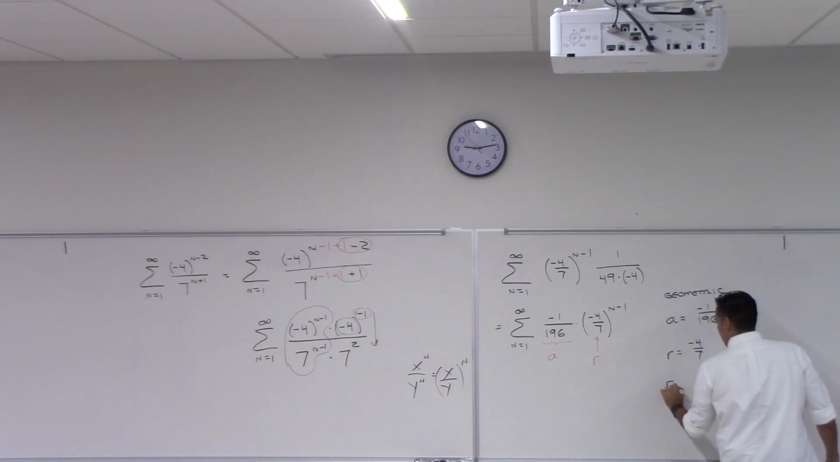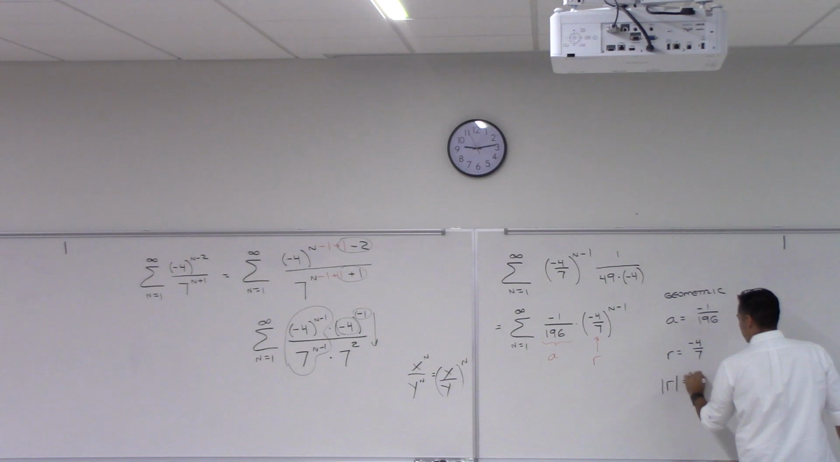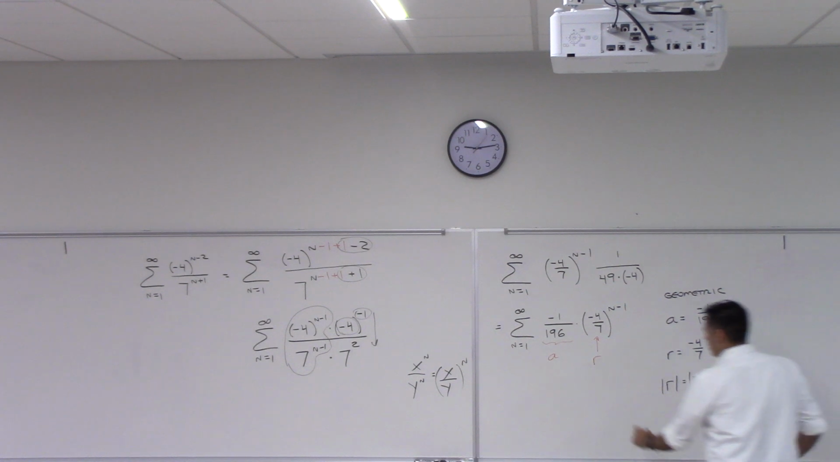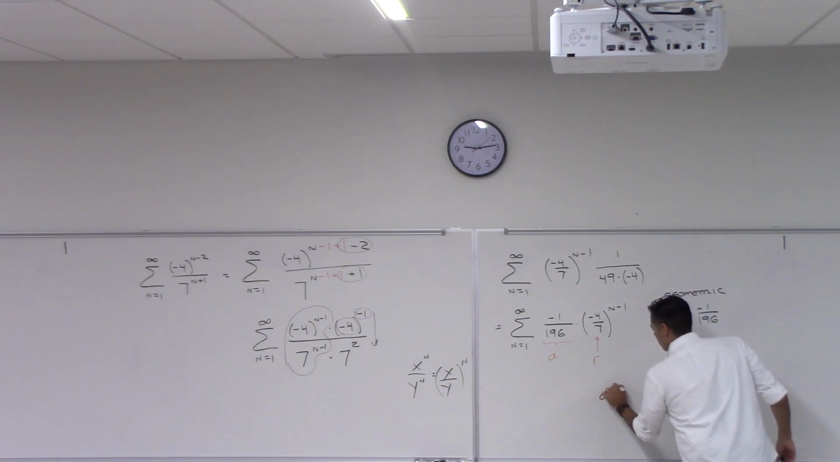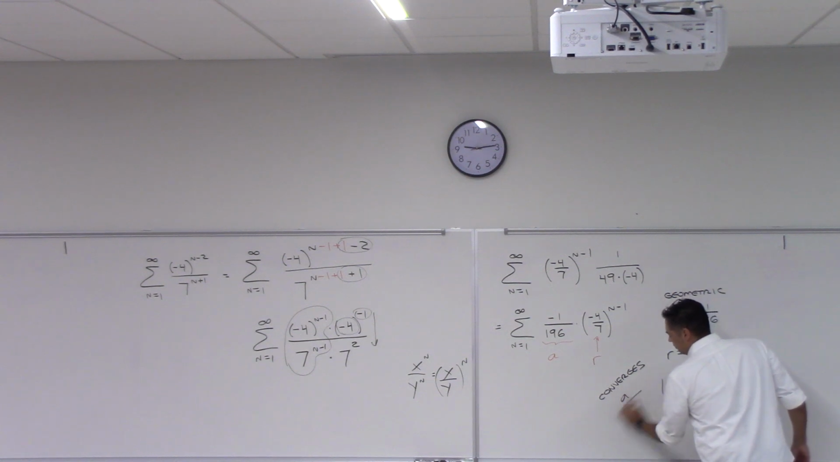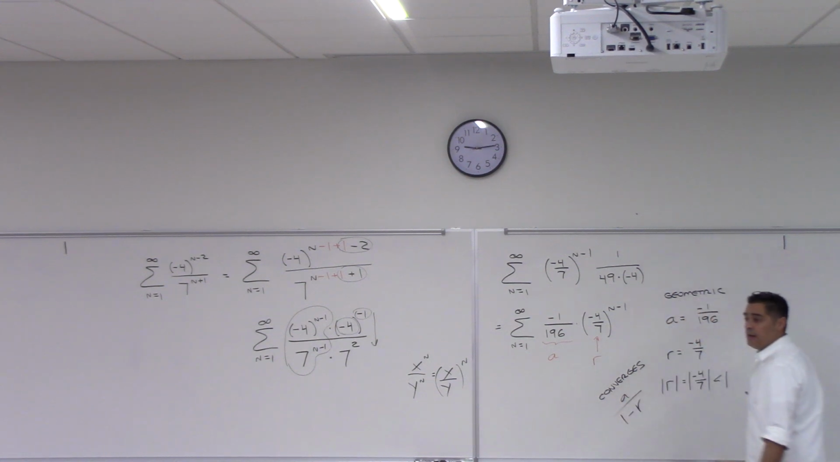The absolute value of R is the absolute value of -4 over 7. Bigger than 1, less than 1? This is less than 1. So this series converges, right? It converges. So this converges. And what does it converge to? A over 1 minus R, right?